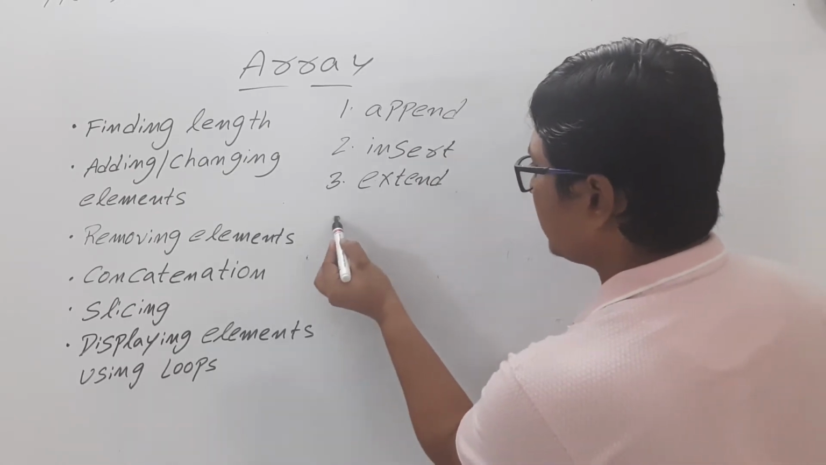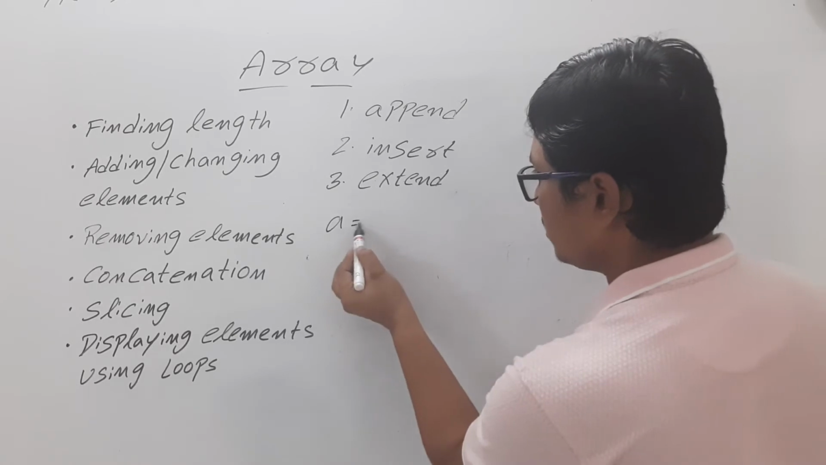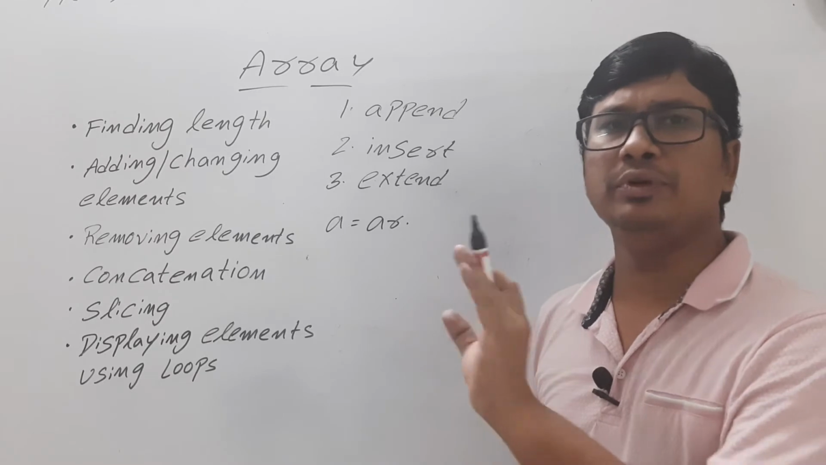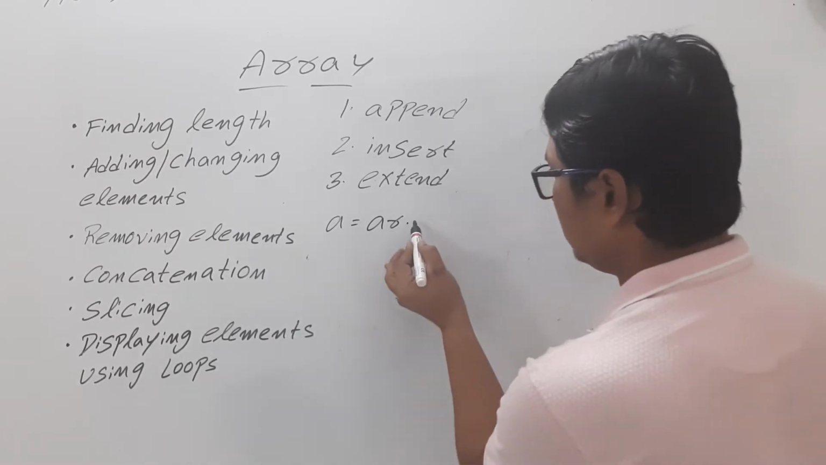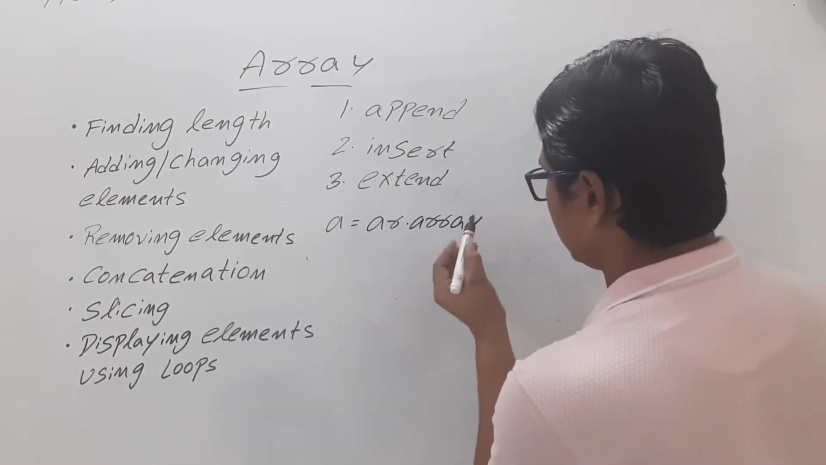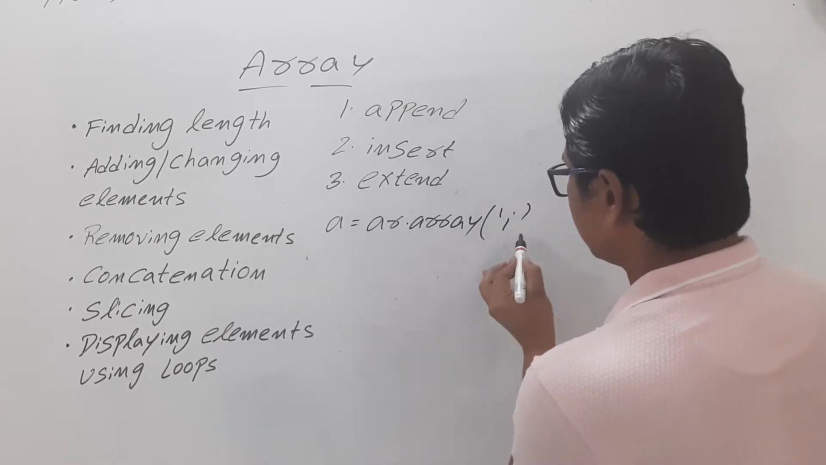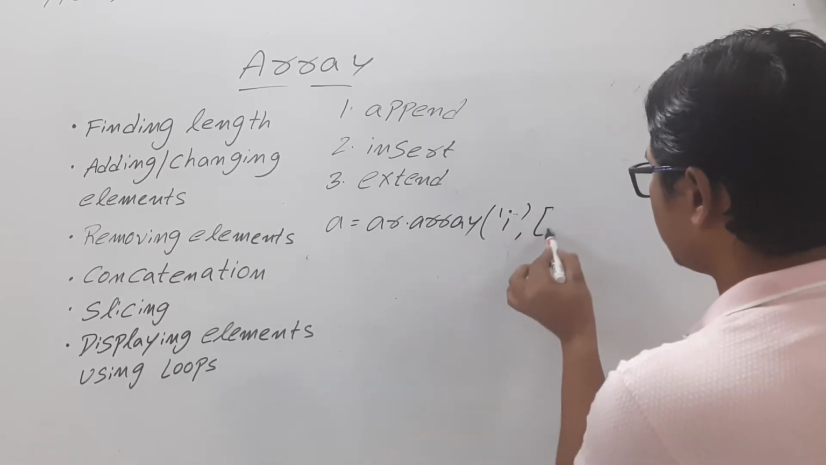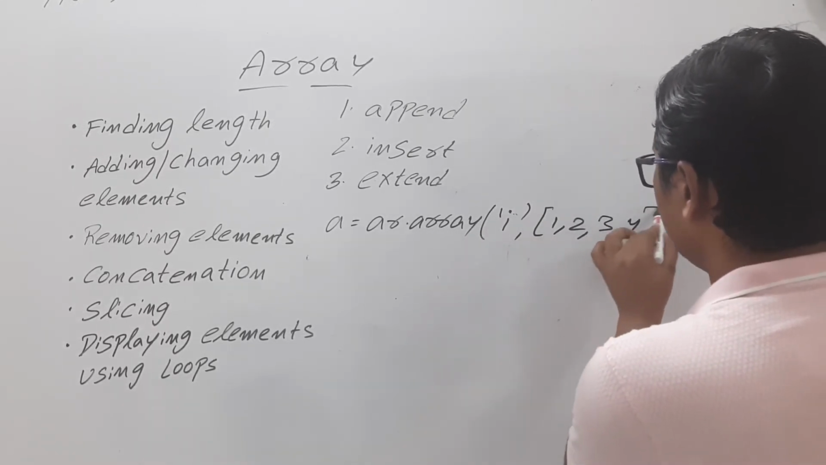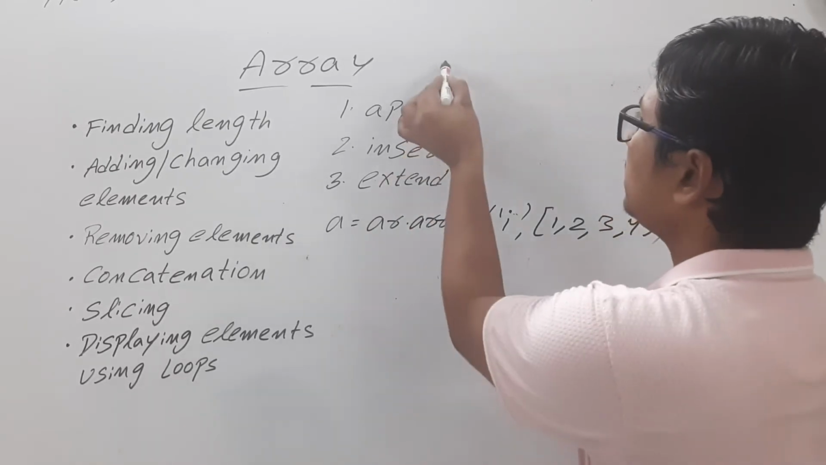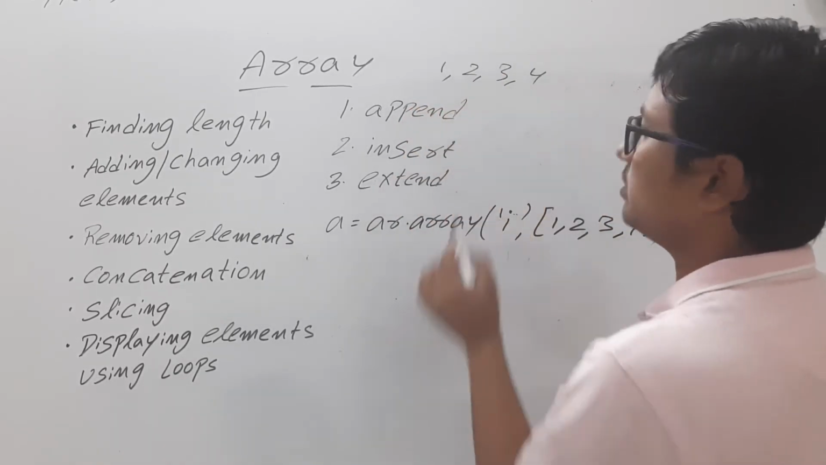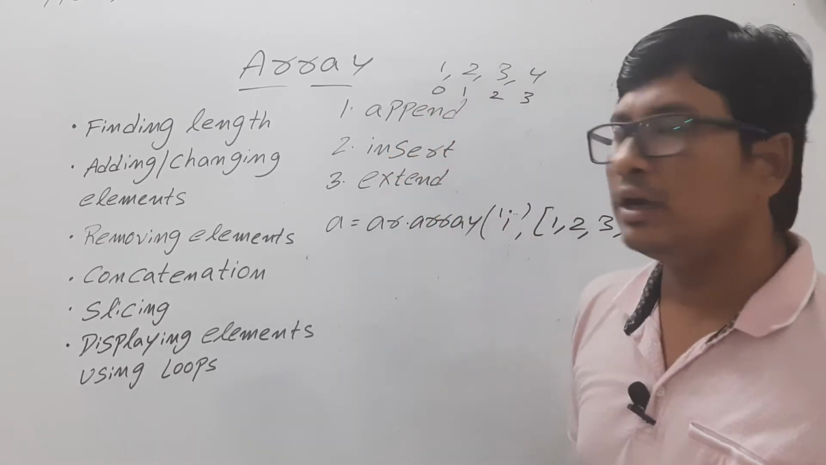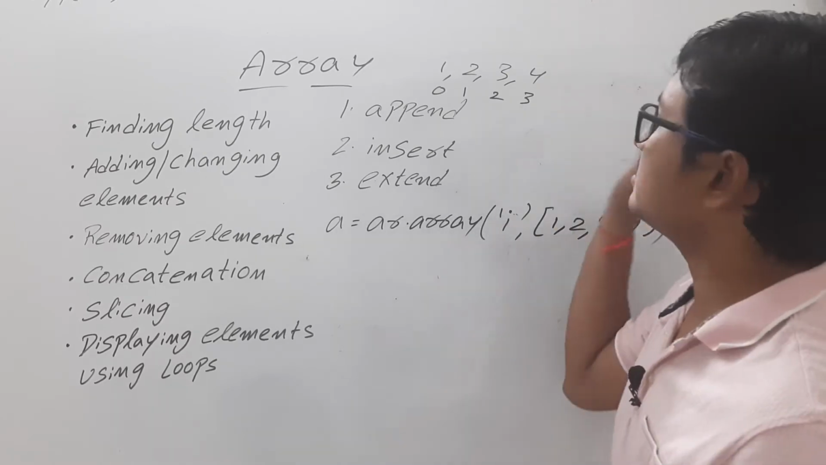If I have created an array A is equal to arr, I have already imported, consider that one, import array as arr initially. Then I use the array constructor, and the data type is integer, it is I. I hope it is visible as I for you. Then I can specify the elements 1, 2, 3, 4. Now the elements 1, 2, 3, 4 are there at index 0, index 1, index 2 and index 3. Now I want to add a few more elements: 5, 6, 7, 8.